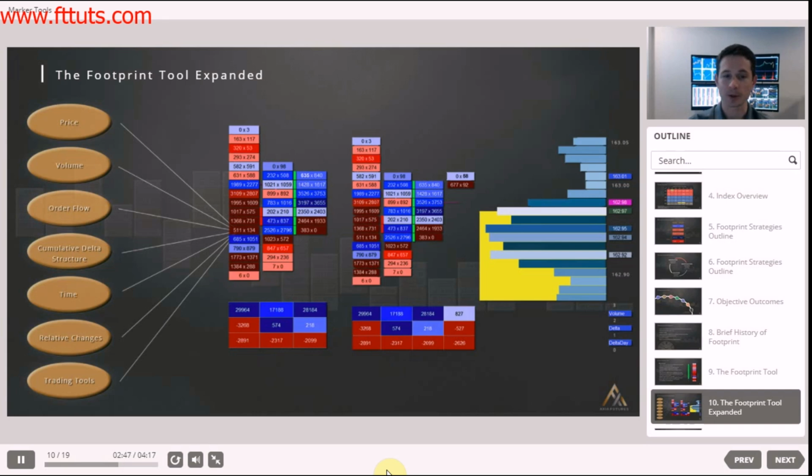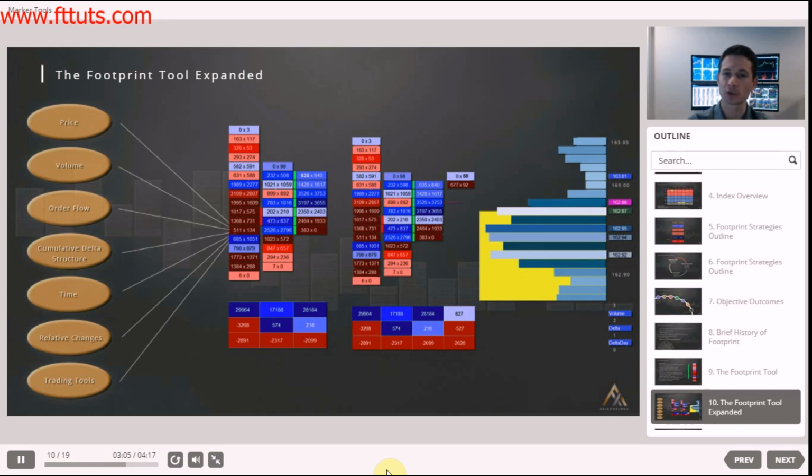The next element we look at is time. Again, like I mentioned, each one of these rotations can be time-based. They could be 5 minute, they could be 30 minute, they could be daily, or they can be based on rotations.